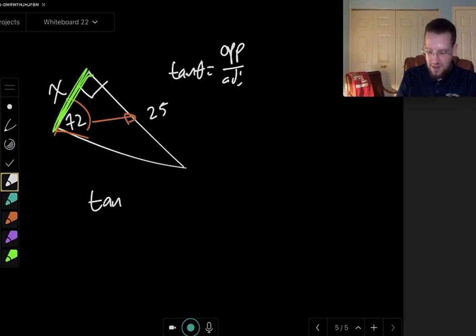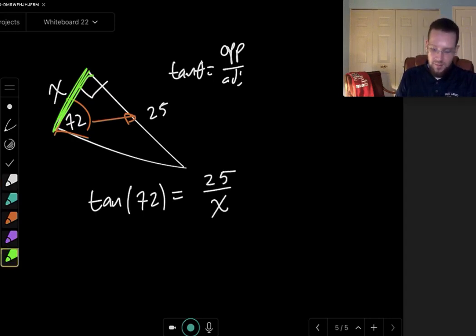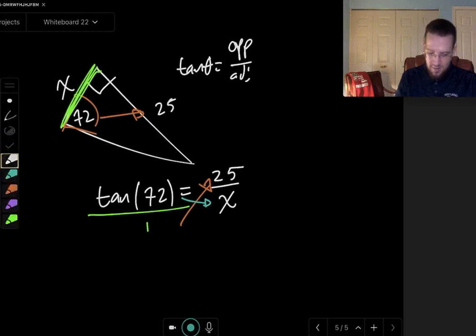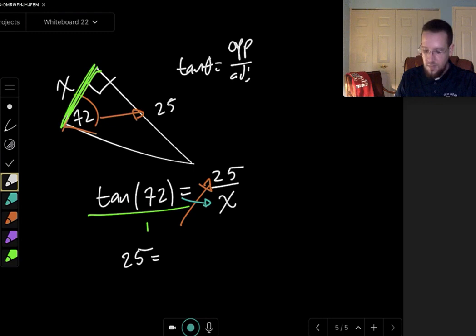This is going to be the tangent of 72 degrees is equal to the opposite side, which is 25, divided by the adjacent side. And some of you may be wondering to yourself, okay, here we go. This is just a number. I'm just going to cross multiply and go from there. And that's exactly what you'll want to do, except this is going to give you 25 is equal to x times tangent of 72.